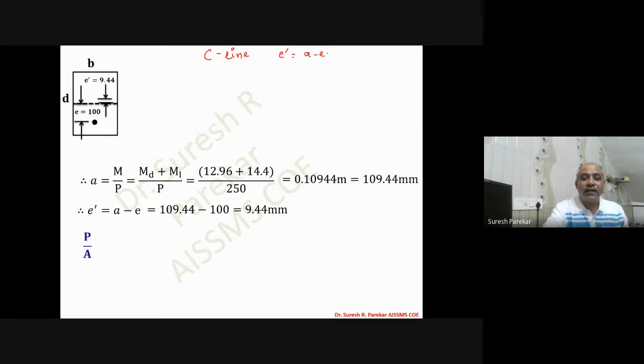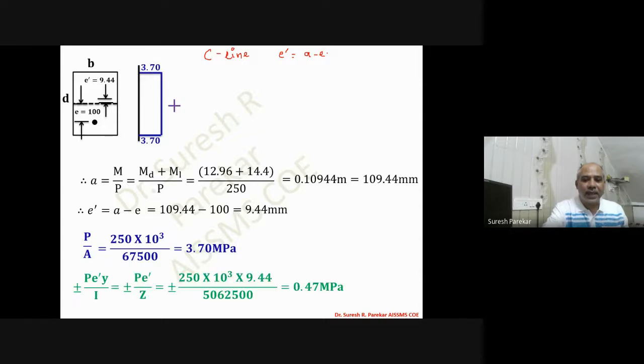from this we are going to get again top as compression, bottom as tension, so 3.7 P by A as it is, and then we have P e dash by y by I, that is P e dash by Z, 0.47. So just see, the method is different, but whatever values you get by load balancing, or by this C line method, we are going to get those values, and the diagrams are also the same, because a little bit of change is there if you study it carefully.